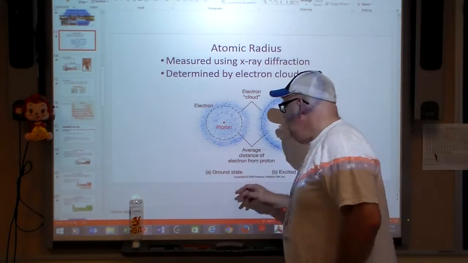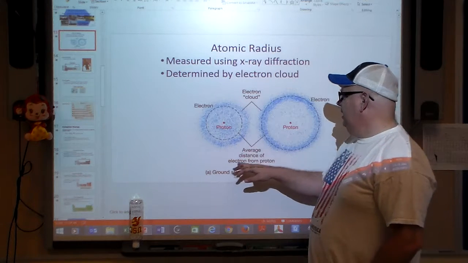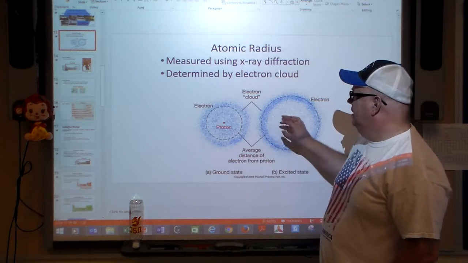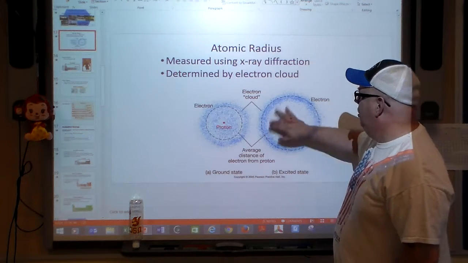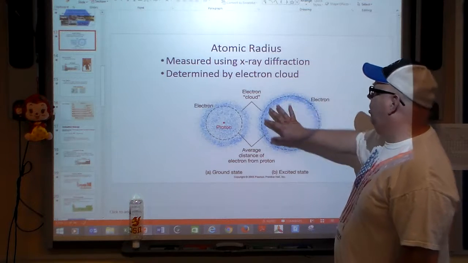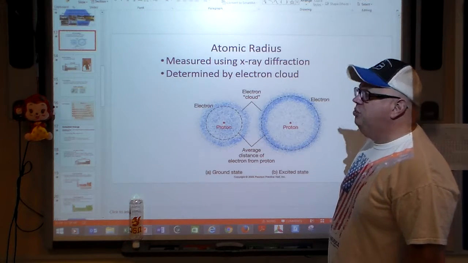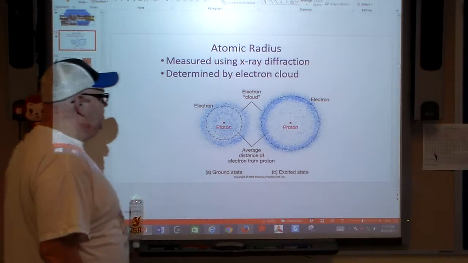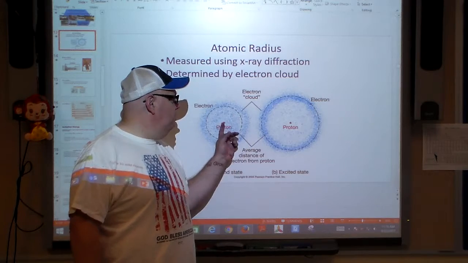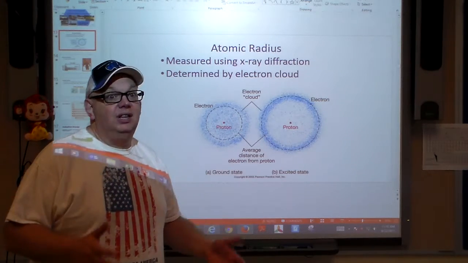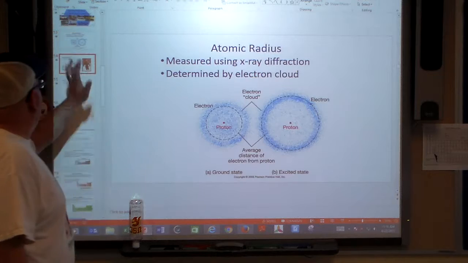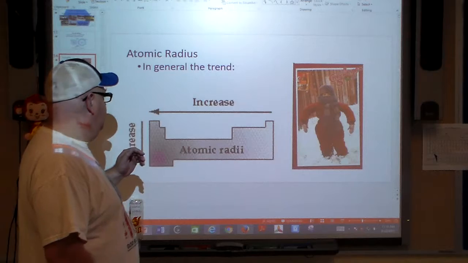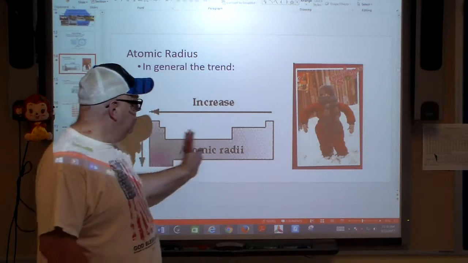So we can look at the average distance of the electron from the proton here. This is the electron cloud, where the electron can be hanging out in any part of this electron cloud. Remember, it's a region. An atom is mostly empty space. So that's when we're talking about the atomic radius. We're looking at the distance of the electron cloud from the proton, which is basically in the middle of the atom.